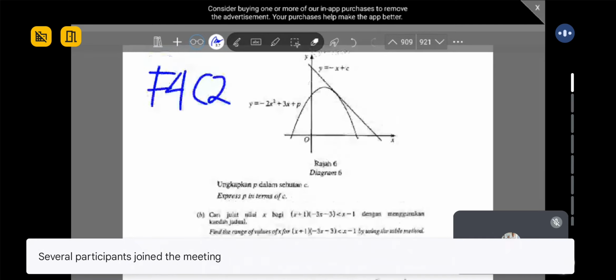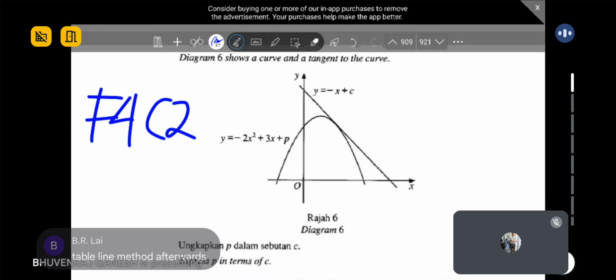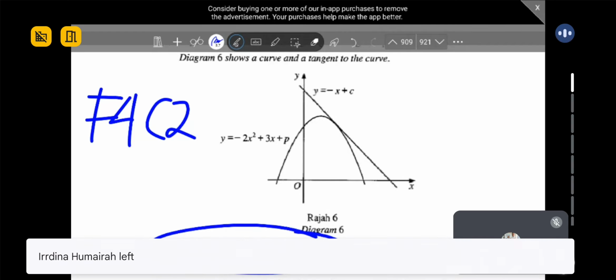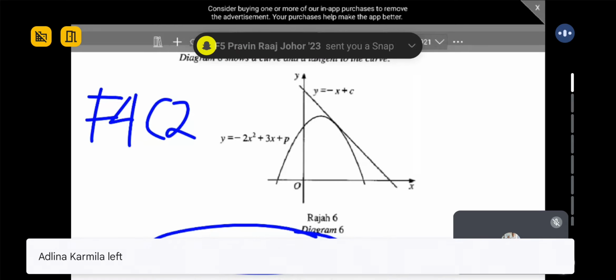Yes. Okay? Alright. So they ask you to express P in terms of C. Okay. So may I know, guys, what is the concept here you must use? Apa concept? Kalau kamu nak ungkapkan P dalam sebutan C. Yes. Later you will see. So anyone, what's the concept?